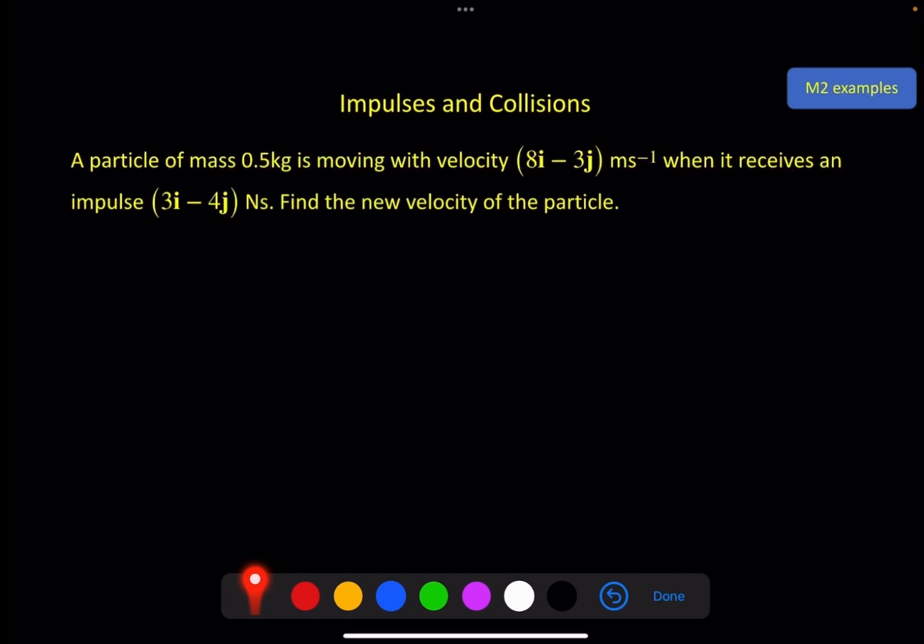For example, a particle of mass 0.5 kilograms moving with velocity this, receives an impulse this. Find the new velocity of the particle.